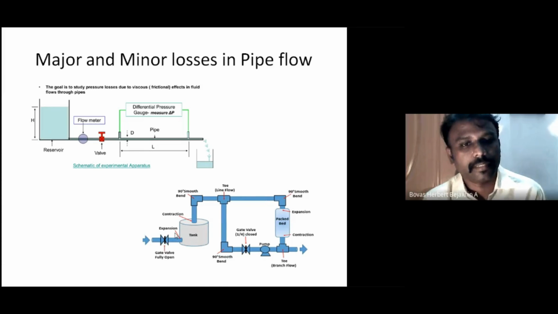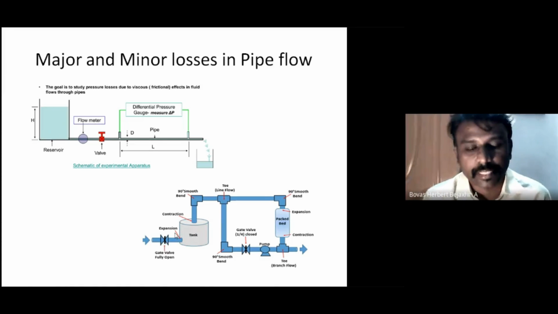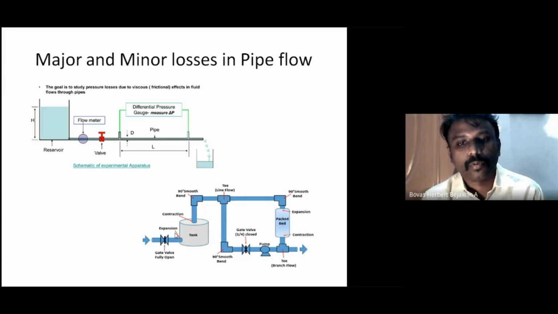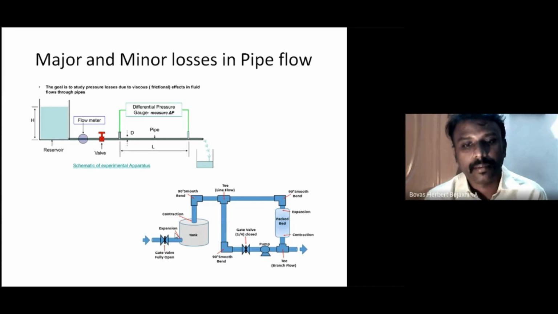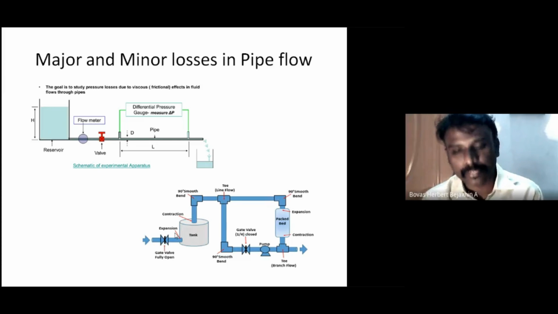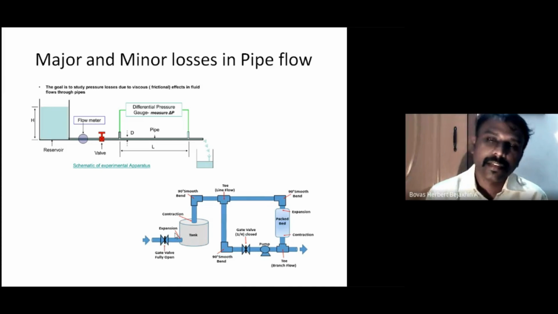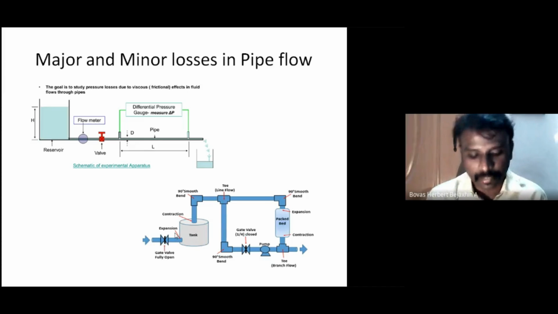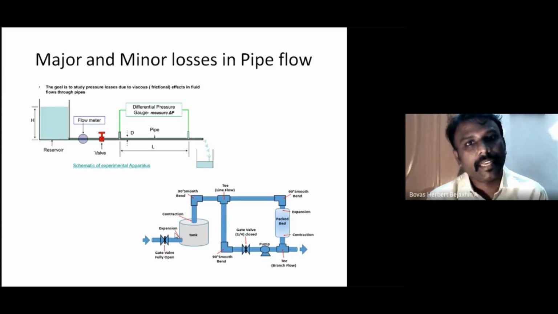For example, in one circuit a tank is connected with a flow meter and discharges outside. Another diagram shows the tank to a packed bed. For branch flow, a number of joints and valves are there, so we have to practice. I hope you understand this concept of major and minor losses in pipeline flow. We will discuss more later. We'll see you in the next video. Thank you.